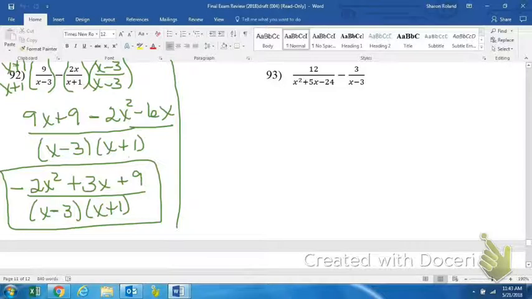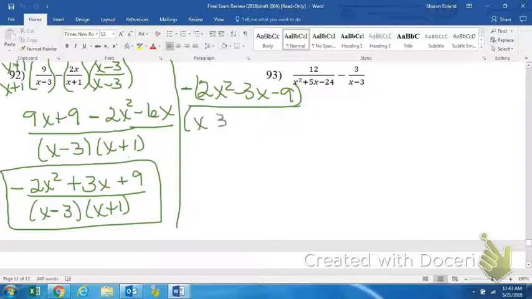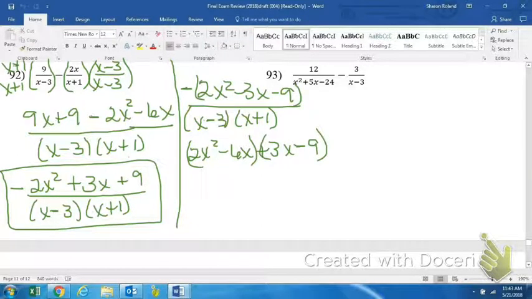So I'm going to factor a negative out, and that's going to be 2x squared minus 3x minus 9 all over the denominator, which is x minus 3 times x plus 1. So you're looking for factors of 18 that subtract to be 3, and I'm not going to write the denominator now because I'm just going to be factoring the numerator. And so that's going to be 6 and 3, and so that's going to be 2x squared minus 6x plus 3x minus 9. Group the first two and last two.